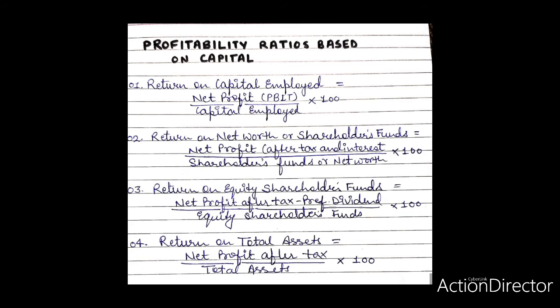Technically, this ratio suffers from the drawback that the interest paid to the creditors is excluded from the net profit, whereas the real return on the total assets is the net operating earnings. Therefore, to consider real earnings, interest on long-term loans should be added back to profit after tax. Thus, return on total assets should be computed on the following revised formula: net profit after tax plus interest divided by total assets, multiplied by 100.